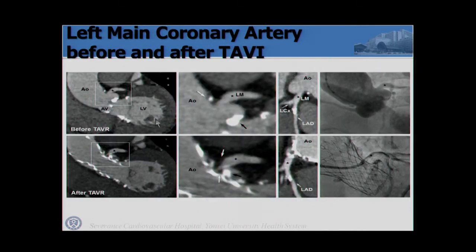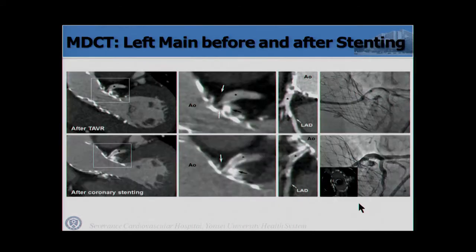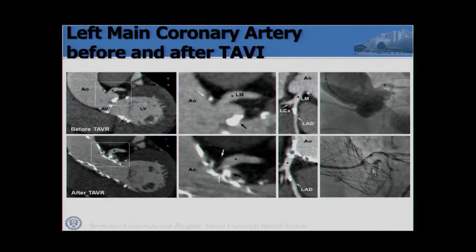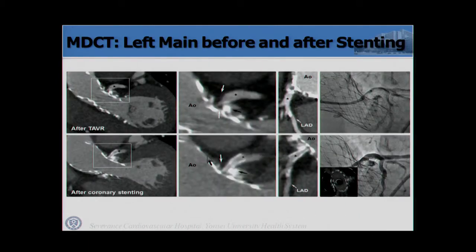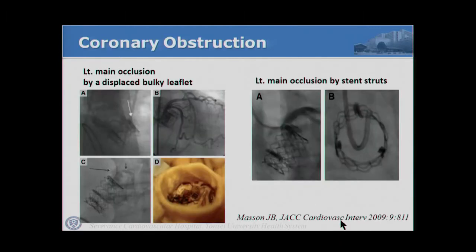And this is the CT image after the TAVI procedure. This is before the procedure, and this is after the procedure. And this is the calcified leaflet. After the procedure, you can see this calcium mass now located just in front of the left main. So there is some minimal obstruction of the left main after the procedure. So we decided to implant a stent, and now the left main was secured by implanting our stent.